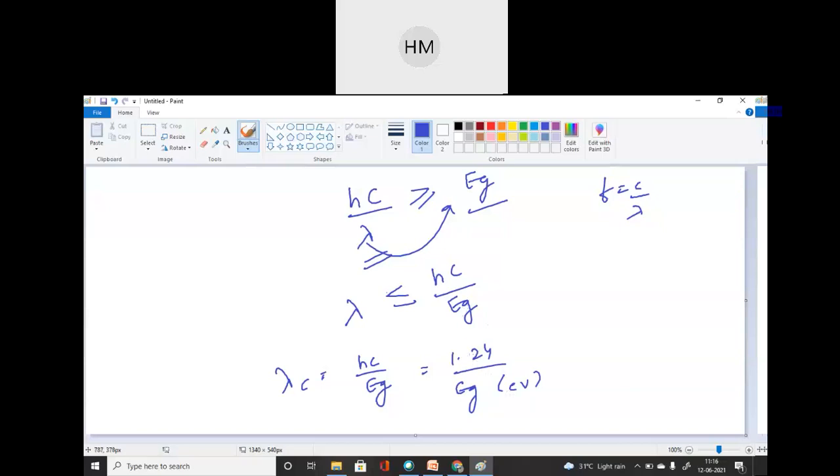So what should the value of lambda c be? The maximum value is hc upon Eg. The cutoff wavelength is about 1.06 micrometer for silicon. For silicon, the cutoff wavelength is this. For germanium, the cutoff wavelength is this. Above this, it will cease to operate. Thus, the cutoff wavelength lambda c determines the longest wavelength a photodiode can detect. Okay students? I hope everyone has written it down.